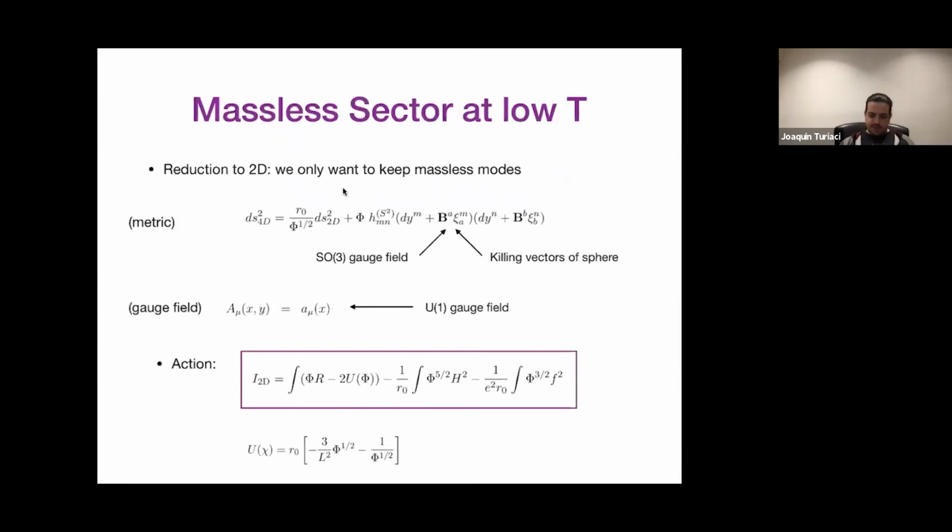Here everything works the same way, but instead of having a U1 gauge field, you have an SO3 gauge field from the symmetries of S2. So you have your AdS2, your 2D metric in radial and time coordinates. You have your dilaton with the size of the horizon. And then you have these fluctuations of the sphere. The sphere is parameterized by Y, and H is the metric of the sphere, which becomes massless in the low temperature limit. And then you also have the S-wave reduction of the gauge fields. The 4D action becomes a dilaton gravity coupled to an SO3 gauge field. So this is the field strength and the U1 gauge field.